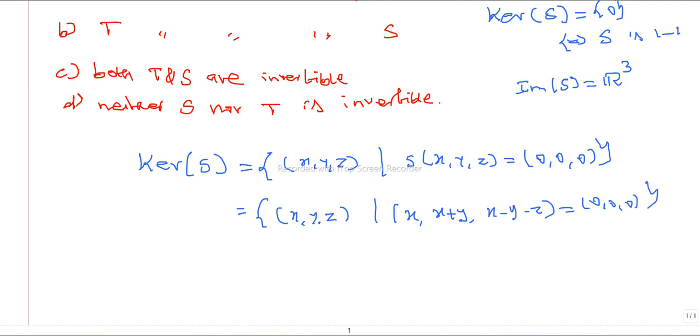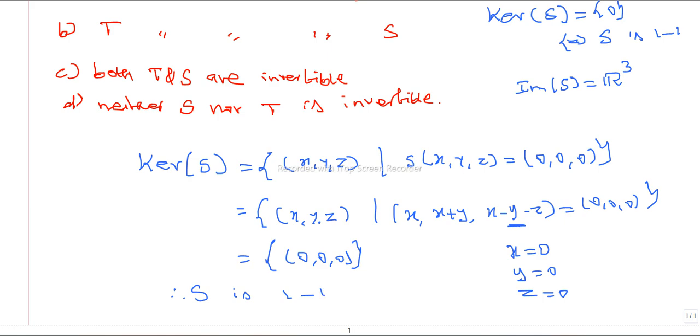Now since these ordered triples are equal, we can compare each coordinate. Therefore we get x equal to 0 from the first one. From the second coordinate, x plus y equal to 0, and already x equal to 0, therefore y should be 0. Since x and y are 0, substituting in the last coordinate, z should be 0. Therefore only (0, 0, 0) satisfies the condition. Since the kernel contains only 0, the linear map S is one-one.